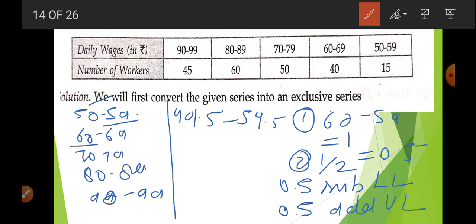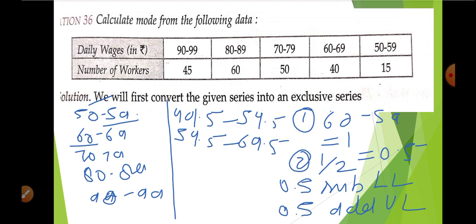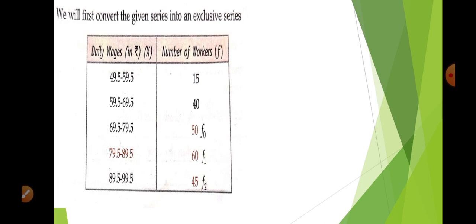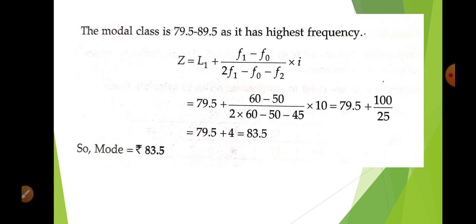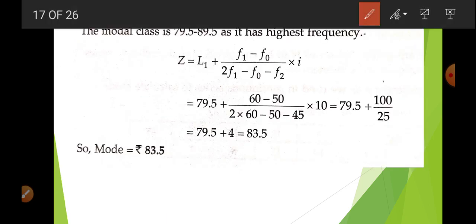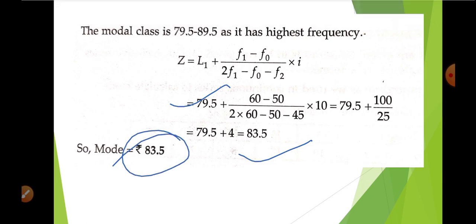Same way, when we subtract 0.5 from 60, we get 59.5, and it becomes 69.5 when we add 0.5. So in this way we are able to calculate it. Okay student, so here you can see first you have to convert, so it is converted. Now we are going to put all the values, and in this way we are able to get the answer.